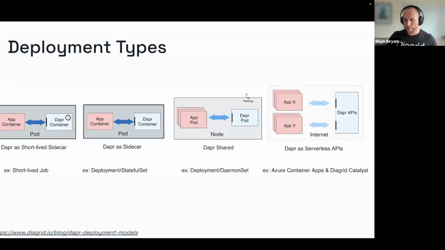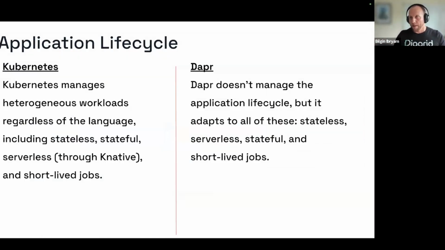This is just a summary from the different kind of deployment types. What we are not covering here is that there is also even a serverless managed version where you can use Dapr as part of a cloud service. So to sum up, I would say Kubernetes manages different heterogeneous workloads from different languages. And on the Dapr side, Dapr really doesn't manage application lifecycle at all. It doesn't have a say, but it adapts to different types of application lifecycles nicely on Kubernetes.